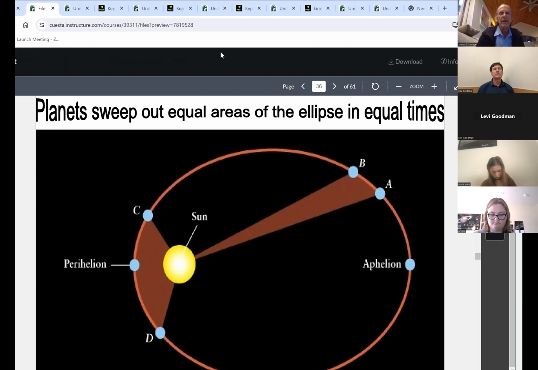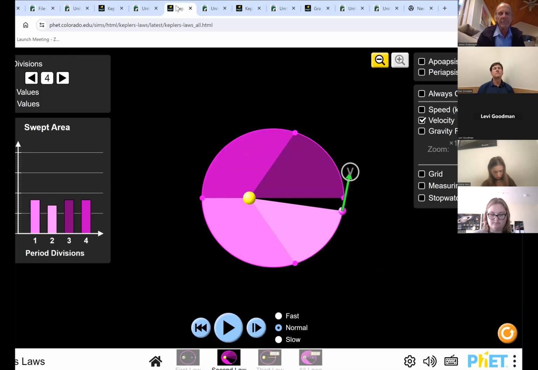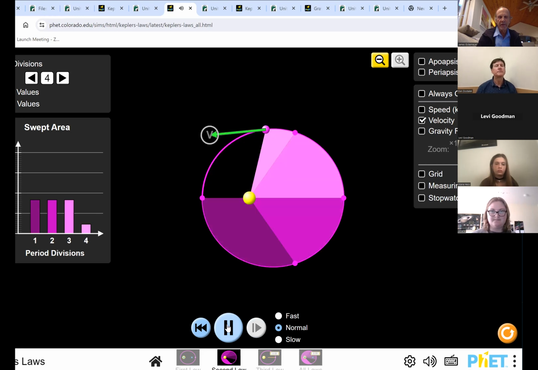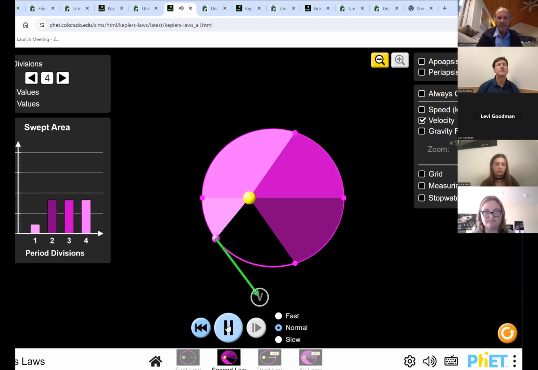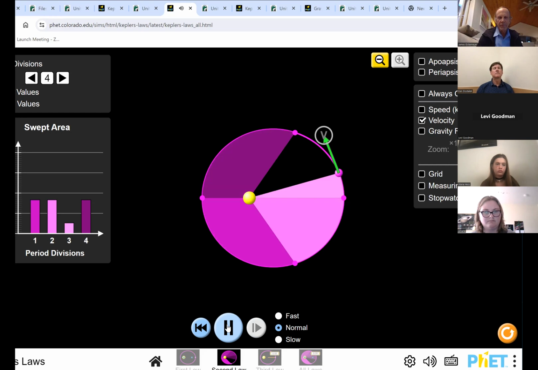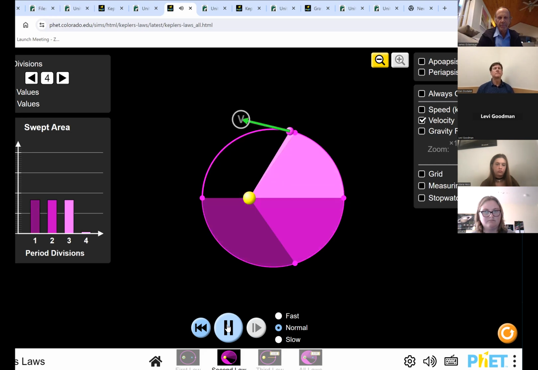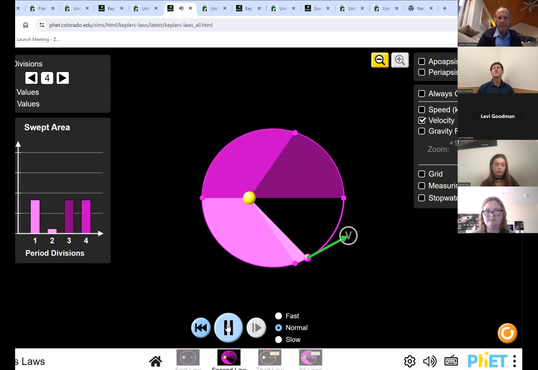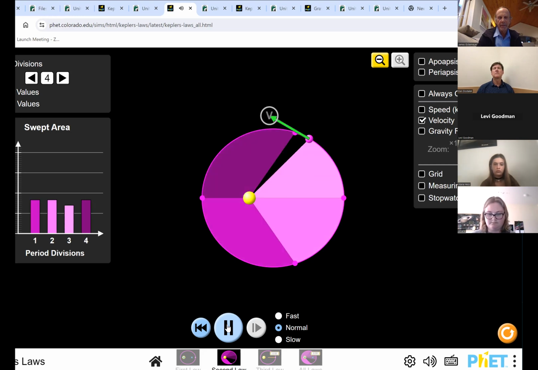So we can see that with this next simulation here, and you have these all available to you in Unit 1, so you can check these out as well. We'll notice here that in equal times, these are measured out as equal times. We're sweeping out equal areas. And so that's Kepler's law.